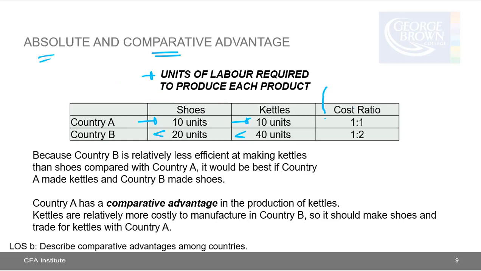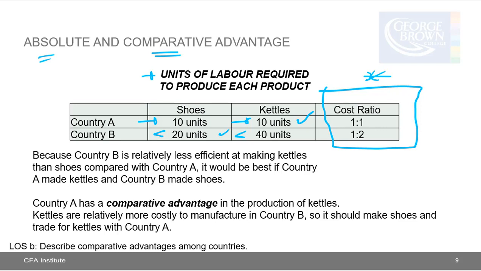But now we're going to move on to this concept of comparative advantage, and what we need to look at here is this last column looking at the cost ratio. Okay, so according to the theory of comparative advantage, both countries would be better off if country A makes kettles and country B makes shoes. Okay, and we're going to explain why.